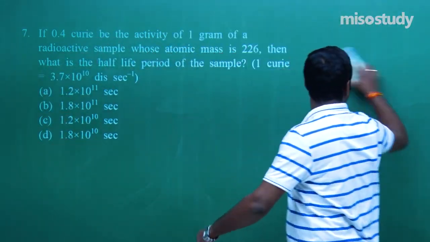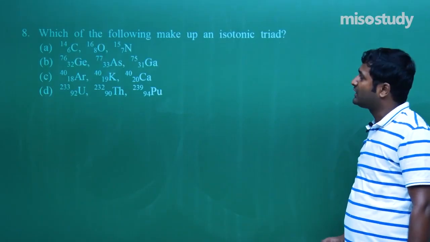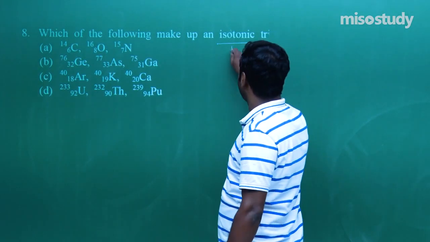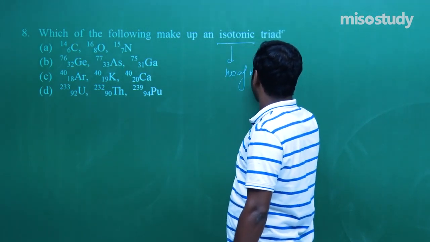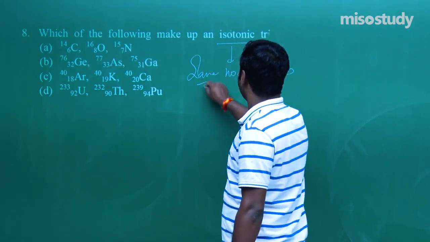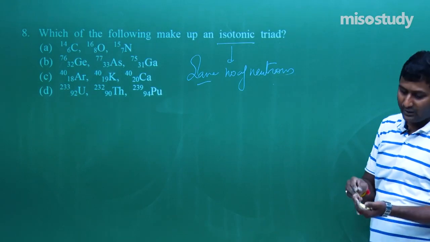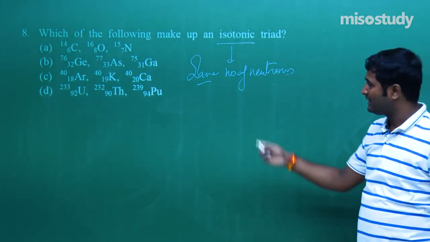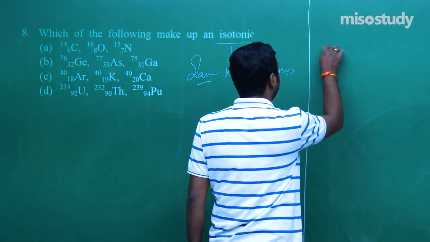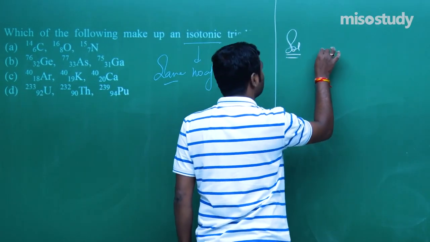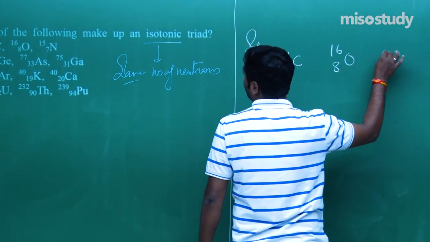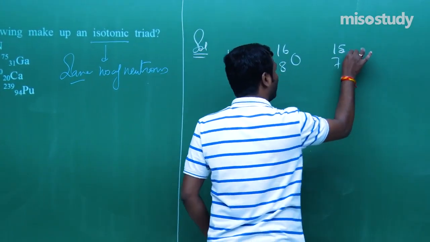The next question is question number 8. Which of the following make up an isotonic set? What are isotonic species? If the species have the same number of neutrons, then they are known as isotones, isotonic species. Now in the first option, check whether they contain the same number of neutrons or not. The first option is carbon-14 with atomic number 6, oxygen-16 with atomic number 8, and nitrogen-15 with atomic number 7.